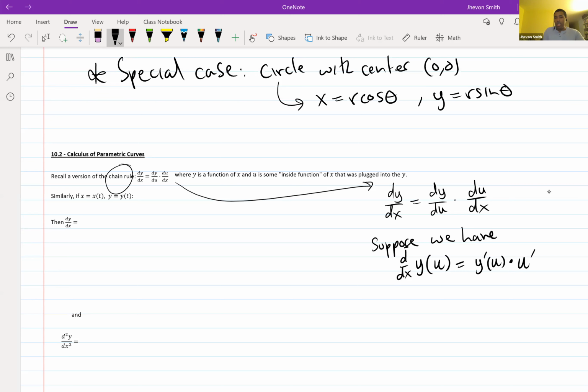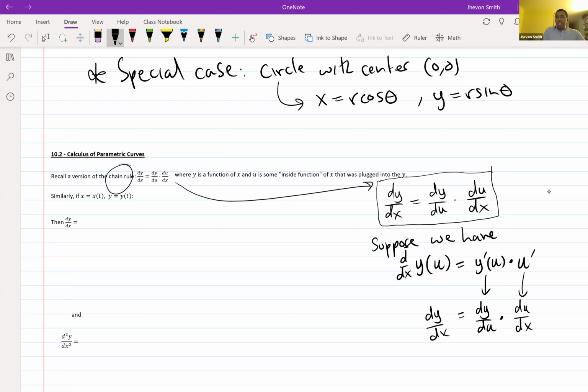Now, this is a form that most of you are probably used to seeing the chain rule written in, but we can actually express this as the derivative of y with respect to u. It's just the derivative of y where the inner variable plugged in is u. And then the u prime here is just the derivative of u with respect to x, right? And so that is just another way of writing dy dx, the derivative, when we have an inner function u. So this was one way.